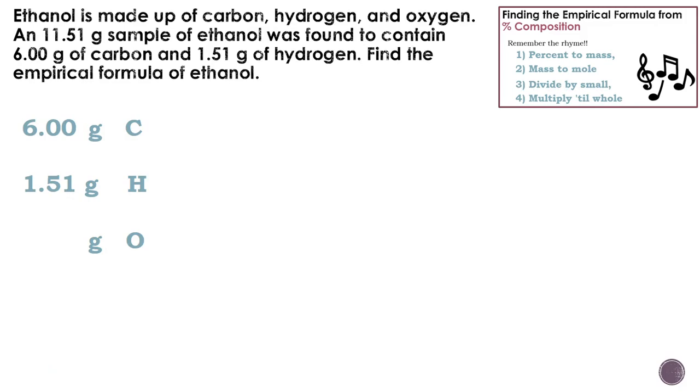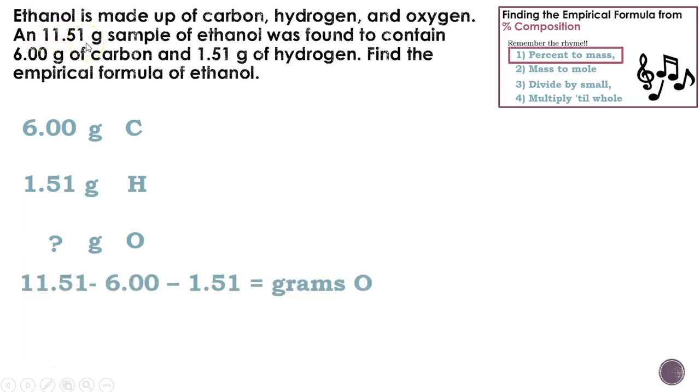Let's try our last example. Ethanol is made up of carbon, hydrogen, and oxygen. If we have a 11.51 gram sample of ethanol, it's found to contain 6 grams of carbon, 1.51 grams of hydrogen. Find the empirical formula of ethanol. Right now we're not really sure how much oxygen we have. So we need to calculate how much we have. So we have a total of 11.51 grams. We can subtract that by carbon and hydrogen, and that gives us the grams of oxygen.